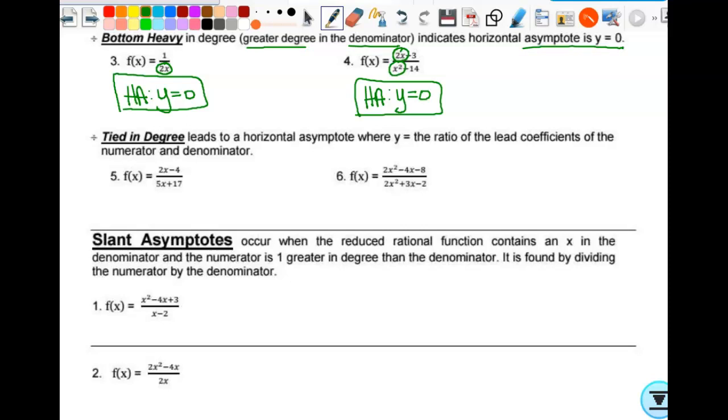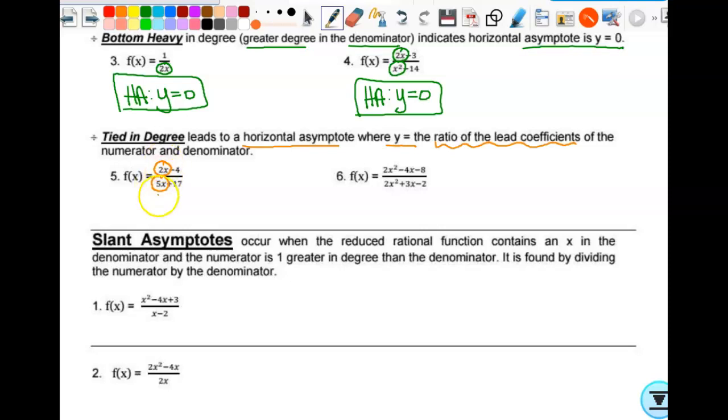Easy enough? We good? All right. So then we have tied in degree. Right? So tied in degree leads to a horizontal asymptote where y equals the ratio of the leading coefficients. So we look at these, 2x and 5x. Okay?